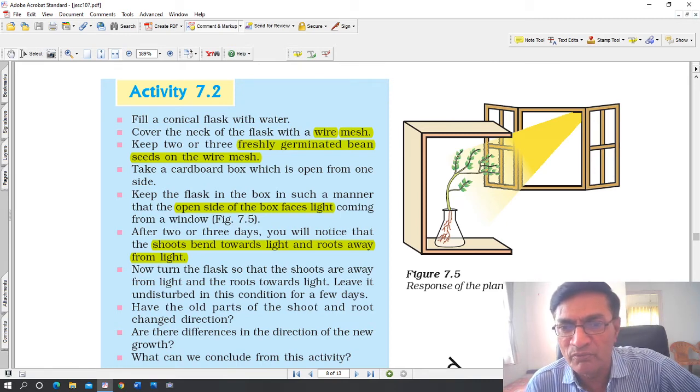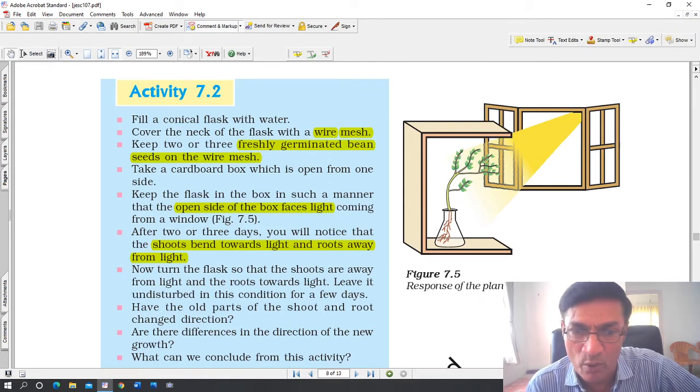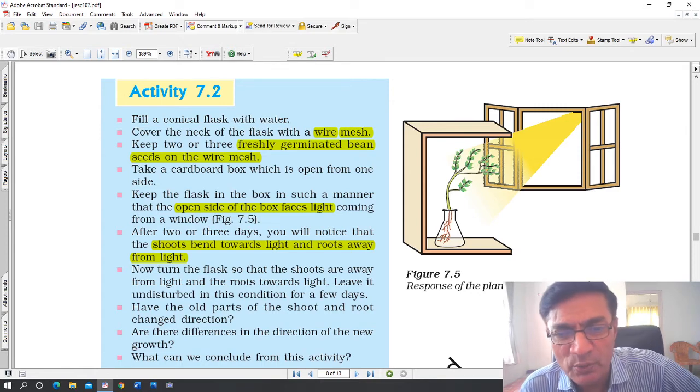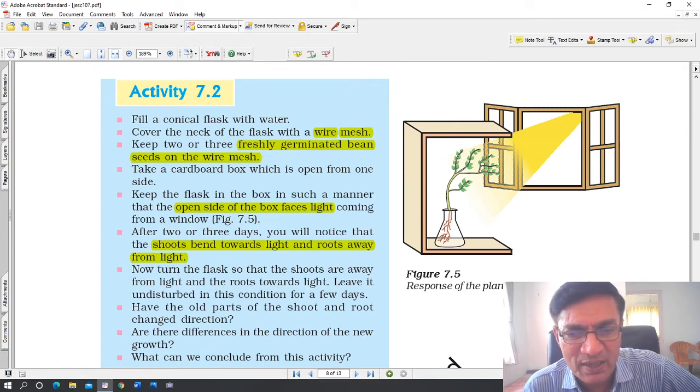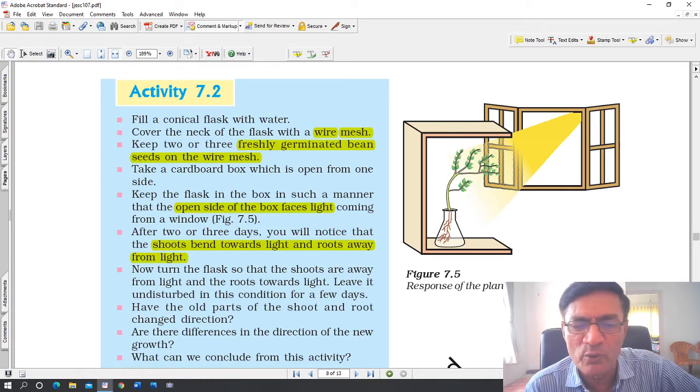Take a cardboard box which is open from one side. Keep the flask in the box in such a manner that the open side of the box faces the light coming from the window. After 2 or 3 days, you will notice that the shoot bends towards the light and the roots away from the light. Now turn the flask so that the shoots are away from the light and the roots towards the light. Leave it undisturbed in this condition for a few days, and after a few days come and have a look at it again. Is there a change? You will find that there is a change.